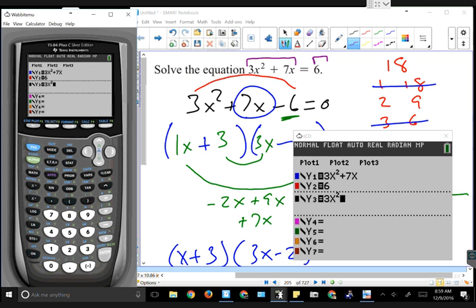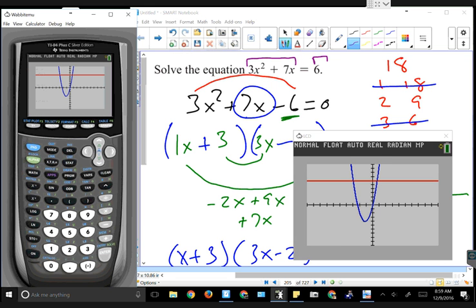There you go. 3x squared, let's see, plus 7x minus 6. And I am going to hit graph now. Okay. So now it's going to throw in another parabola for me. So this is where it's supposed to be equal to 0. Do we know how to find zeros with the graphing calculator?